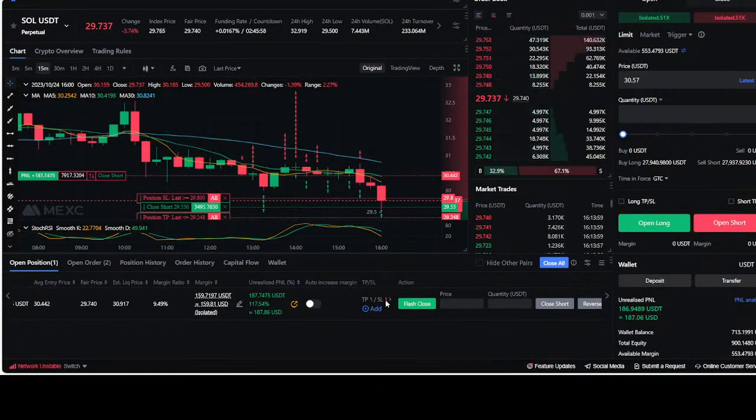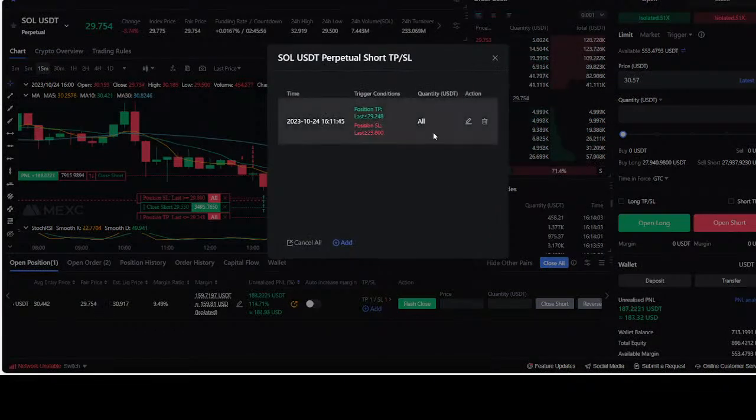So that one right there, if we go to look at edit, notice how there's no quantity. Because there's no quantity, it doesn't have in-betweens of what it takes. It's not taking 10% or 20%. So there's no amounts. This just means that whenever it hits that 29.80, it's going to close completely. Or if it hits 29.24, it's going to close completely.